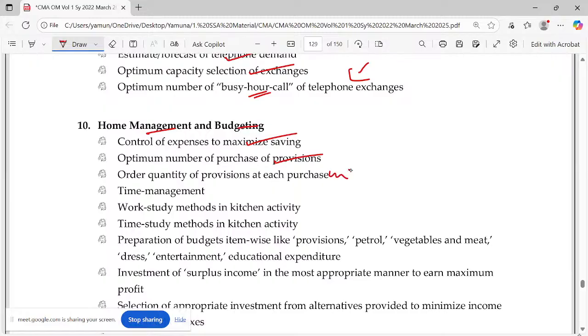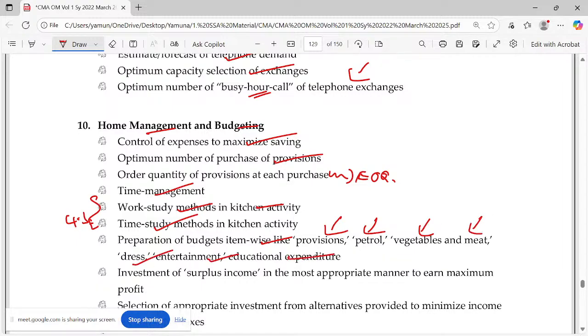that is, we are talking about EOQ, how much to order, how much to store and all. Time management, work study methods in kitchen activity, okay, because it's home management, we have to talk about kitchen activity, time study methods. So this is about 4.3, work study, time study and all. How are you going to prepare the budgets item wise, like how much provisions we need, petrol we need, vegetables we need, and probably eggs and what food they provide, etc.